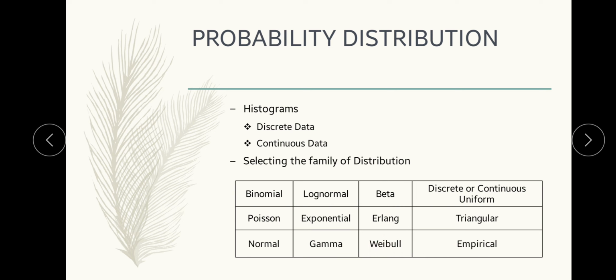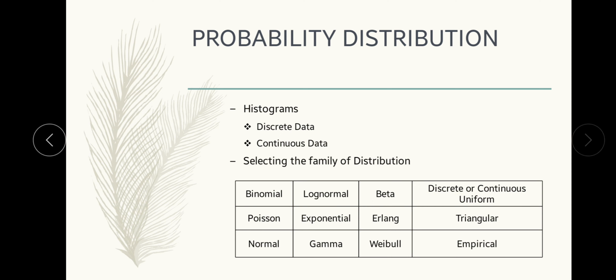Some of the distributions are binomial distribution, Poisson distribution, normal distribution, log normal distribution, exponential, gamma, beta, Erlang, Weibull, discrete or continuous uniform, triangular, and empirical distributions. Each distribution has its own properties, which we have already seen. So it is very much required to select the family of distribution that the model or the simulation you are going to work on belongs to.